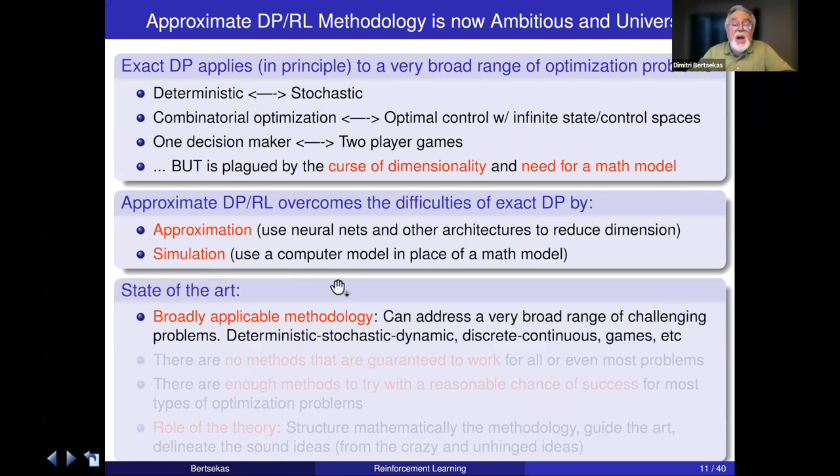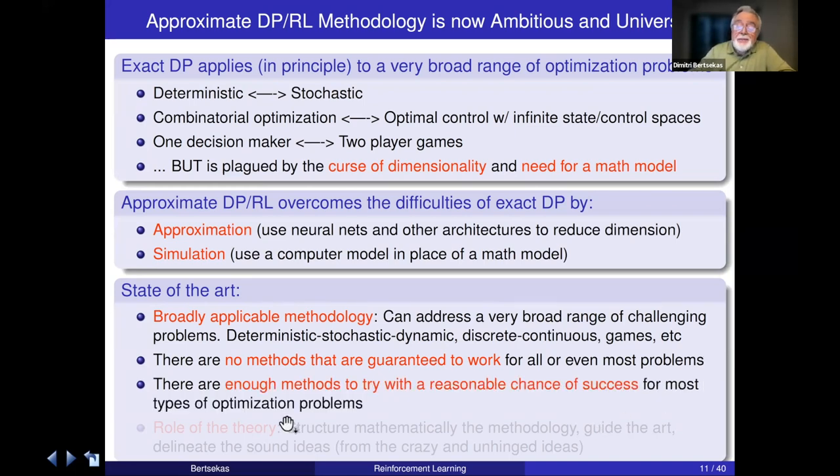So what is now the state of the art? We have a very broadly applicable methodology inherited from the generality of exact dynamic programming. It can address a very broad range of challenging problems: deterministic, stochastic, dynamic, discrete, continuous, games, and so on. On the other hand, the methodology is not very reliable. There are no methods that are guaranteed to work for all or even most problems. There is no secure method with guarantees.